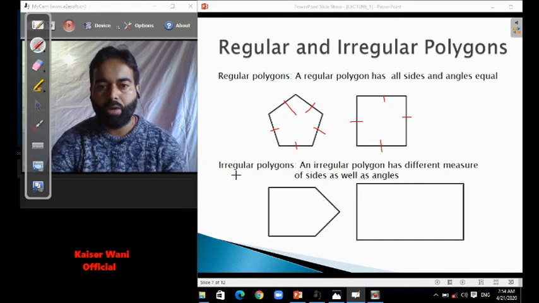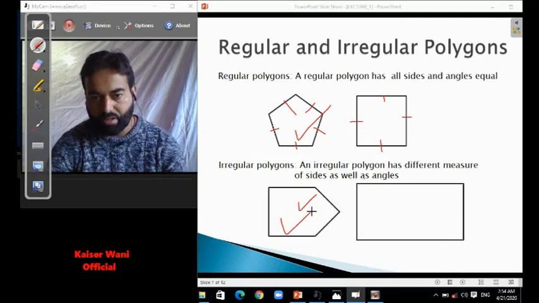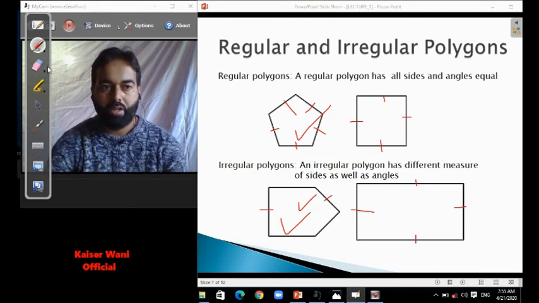Okay, irregular polygon. An irregular polygon has different measures of sides as well as angles. Here, this one is also having 5 sides. This figure is of 5 sides. This figure is also 5 sides, but this one is a regular polygon because each side is equal, and here this side is not equal to this side. It is an irregular polygon. And same is the case with a rectangle. Opposite sides are equal, but all sides are not equal. That is why we are saying that this rectangle is an irregular polygon. Okay.